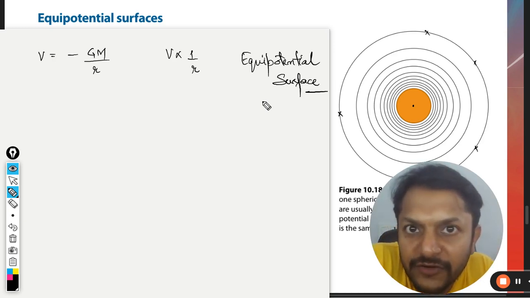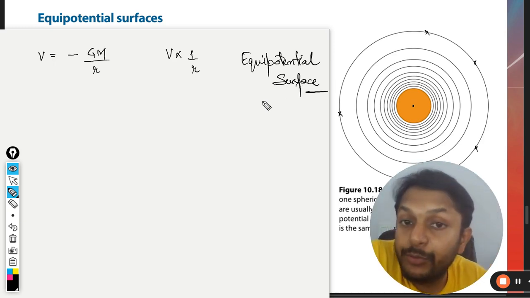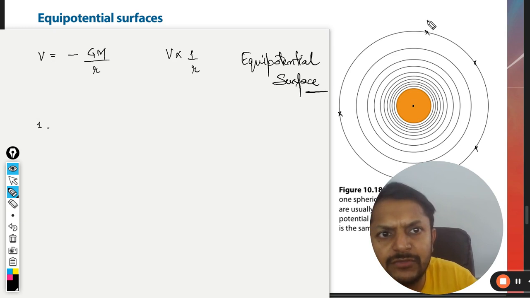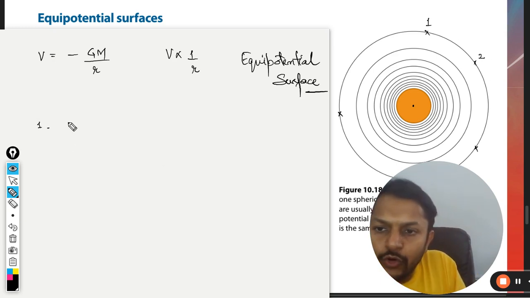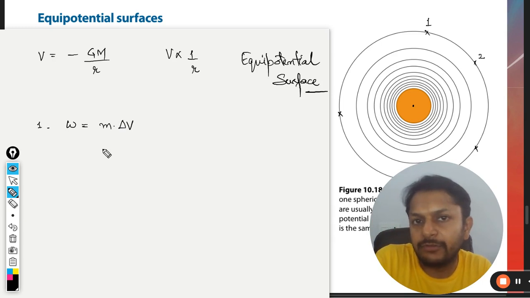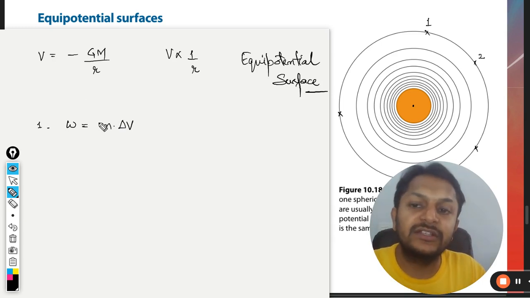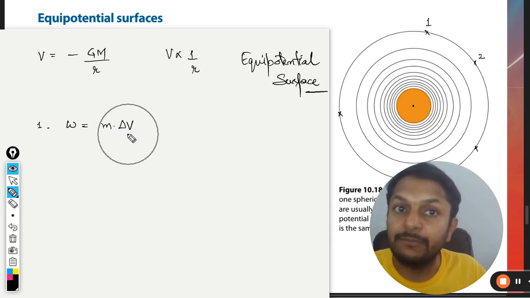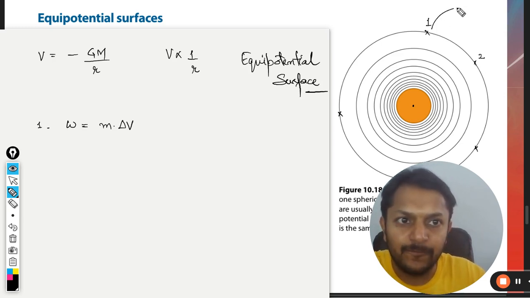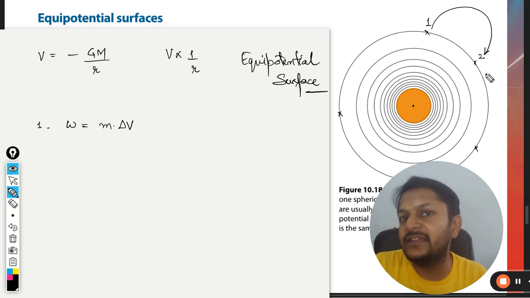There is another very important point. Let's say point number one, what is the work done in moving a mass from point one to point two? We know that the work done is given by m into delta V. You might remember it. But on an equipotential surface, the potential remains the same. So if you are reaching back to the same radius, even if you are flying like this, it doesn't matter.